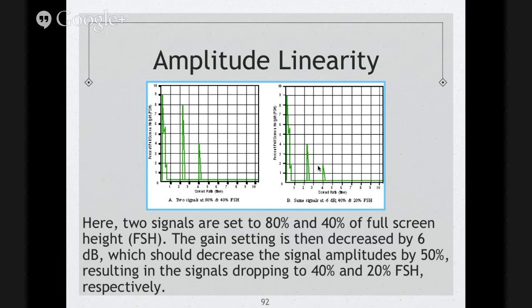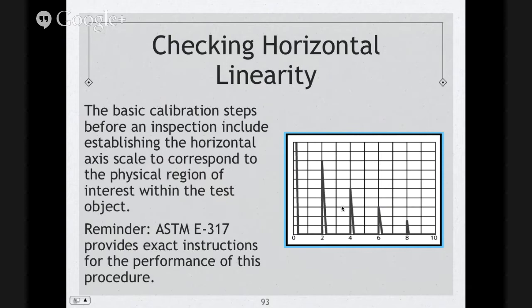So how do you check the horizontal, right? So these are, again, steps. These are echoes of each other. So the basic calibration steps before an inspection include establishing the horizontal axis scale to correspond to the physical region of interest within the test object.